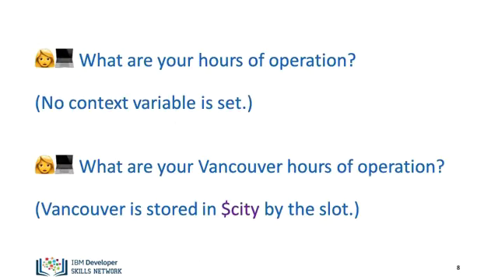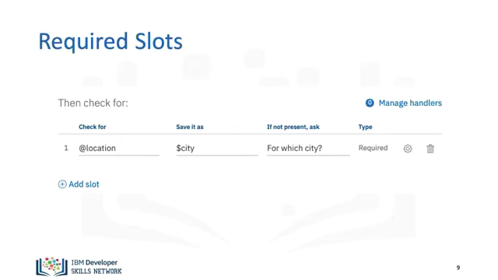So when the user asks a generic hours of operation question without specifying a location, no context variable is set, and we can reply with a link to a page that includes all our locations and hours of operations. But if a location is specified, we store it in the city context variable through the slot, and then use it in our multiple responses within the same node to provide the specific hours of operation for the given location, in this case, Vancouver. We can make the slot required by adding a question that the chatbot will ask whenever no location is provided by the user.